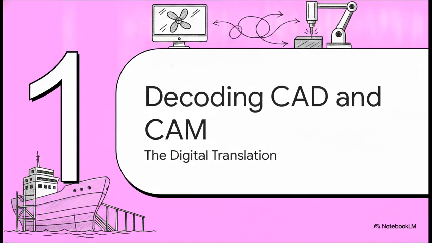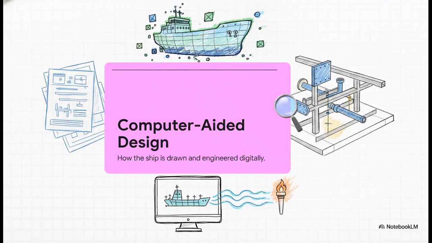Section 1. Decoding CAD and CAM, the digital translation. Let's start with the digital brain of the whole operation, CAD, which stands for Computer-Aided Design. This is how the ship is drawn and engineered entirely in the digital realm. But here's the thing, it is not just a digital drawing. It's a comprehensive 3D database and wire model. Every single plate, every pipe, every ventilation duct, and every structural member is modeled precisely in this environment before a single torch is ever lit in the shipyard. The ship actually exists perfectly as data first.